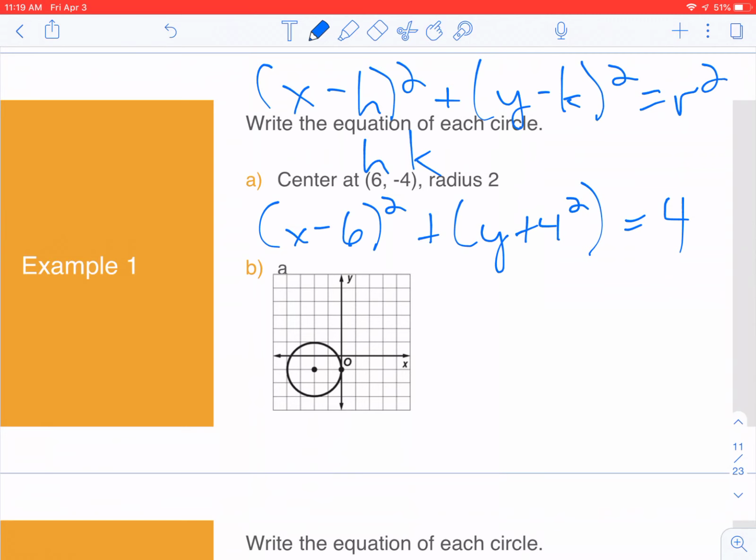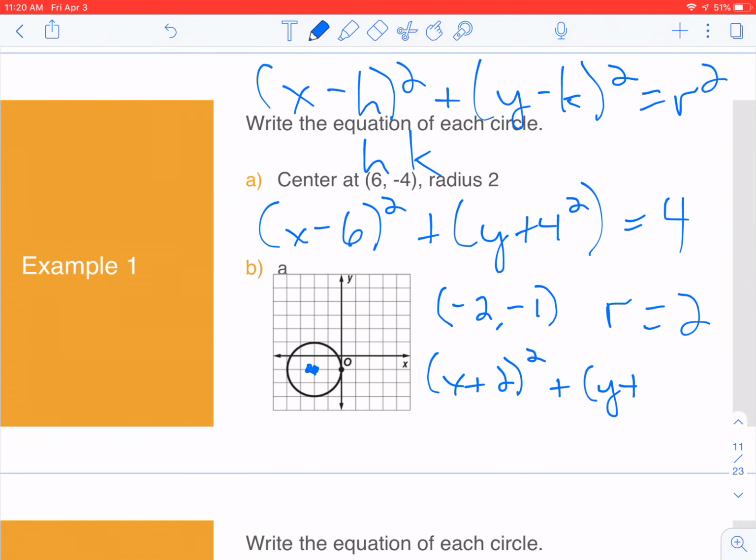If I go down to the graph here, I find my point. I find that point right there, and I find that it's at (-2, -1). So the center is (-2, -1). Okay, and my radius, I just count from the middle to the edge, is 2. So I get (x + 2)² + (y + 1)² = 4.